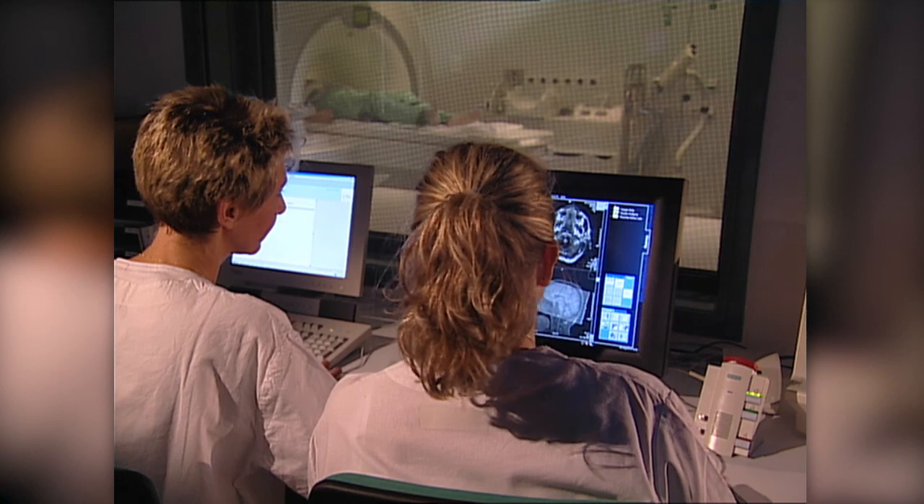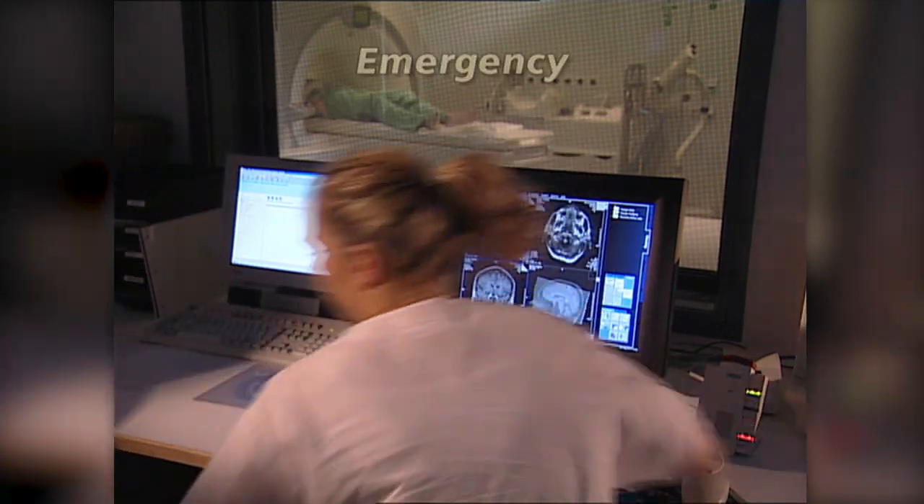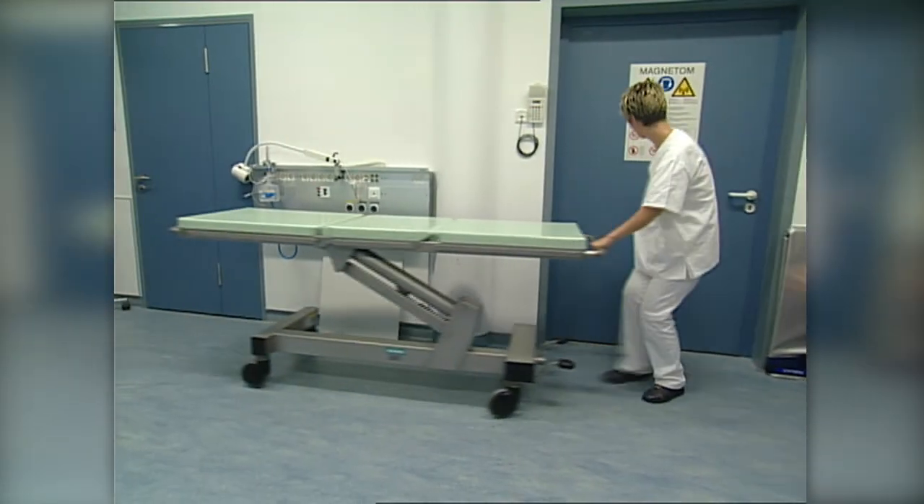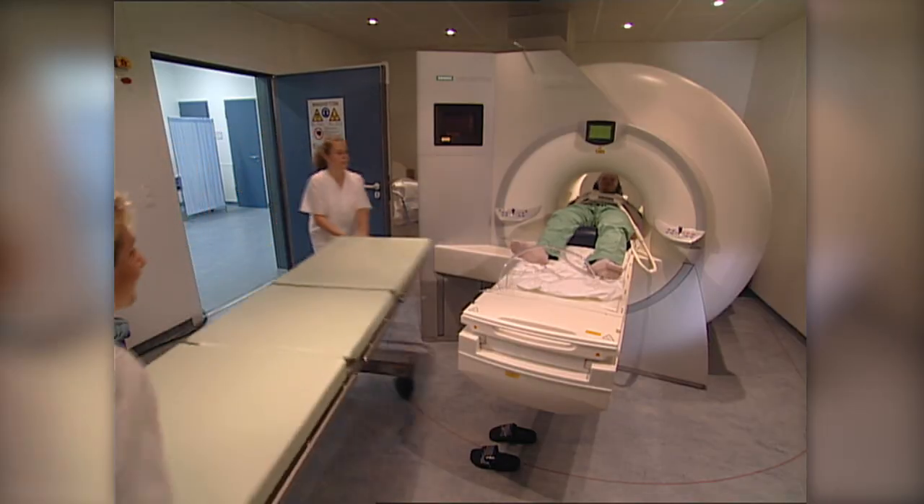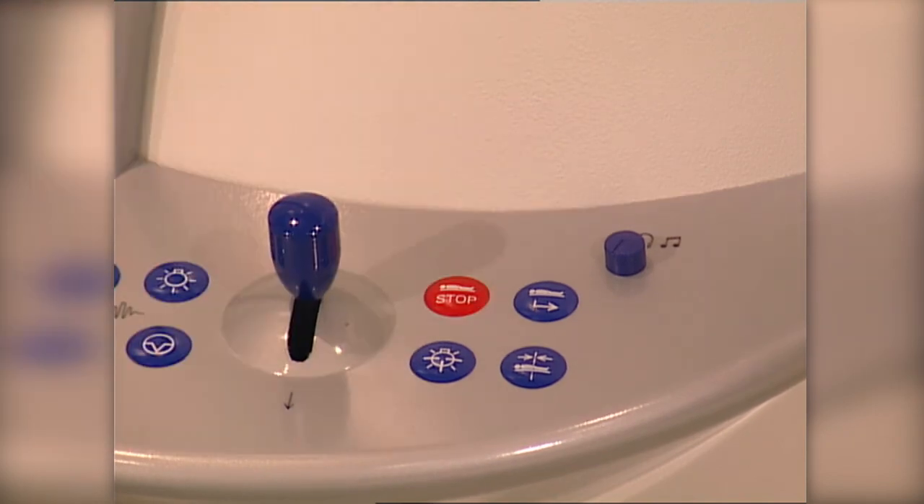Hazards and emergency procedures. Emergency. To react properly, you have to be able to identify the type of emergency.